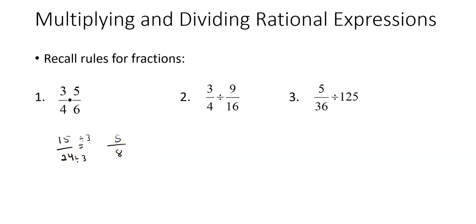Another option is that you could sort of pre-simplify, if that makes sense, and that is look at my 3 and my 6. Common factor. 3 divided by 3 is 1. 6 divided by 3 is 2.